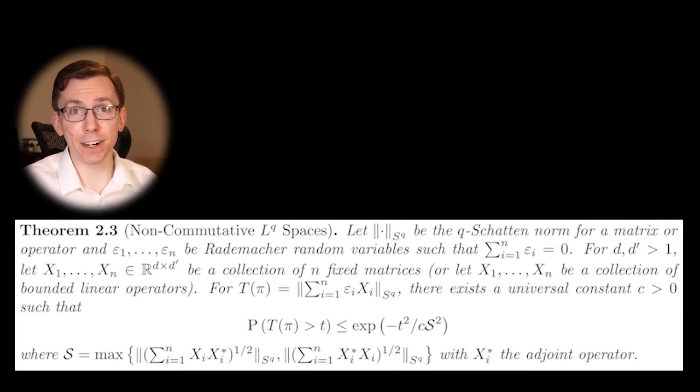So this leads to a very similar looking theorem, but again, a little bit different in the sense of how the variance term shows up. So now the variance term here is going to be in terms of the maximum over 2 different Q-Schatten norms.